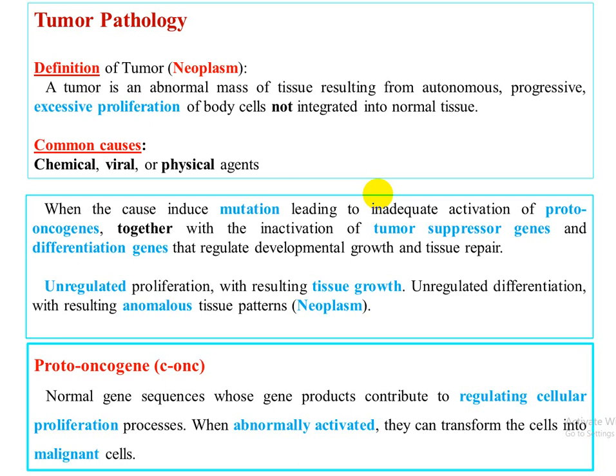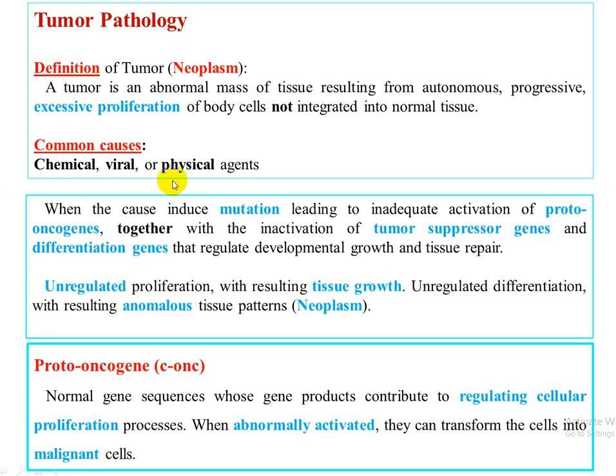There are common causes of tumors. The most common causes are chemical, viral and physical. Chemical, such as carcinogenic chemicals or cigarette smoke. Viral, such as adenovirus, human papilloma virus, Epstein-Barr virus, and so on. Physical agents, such as radiation, ultraviolet, and so on.